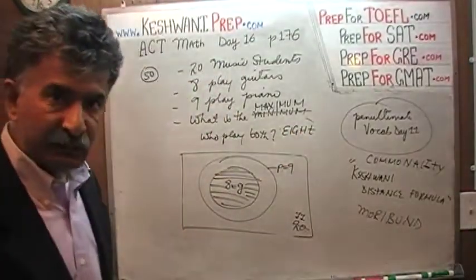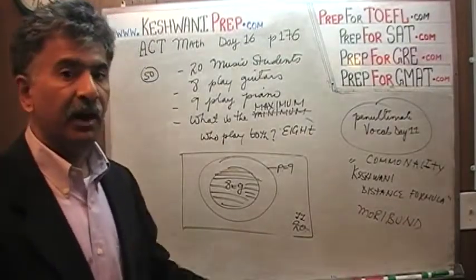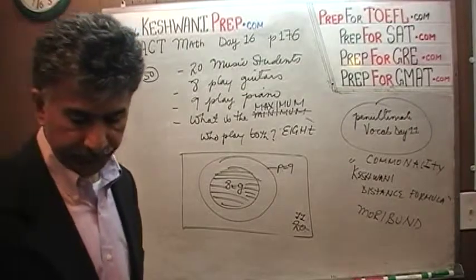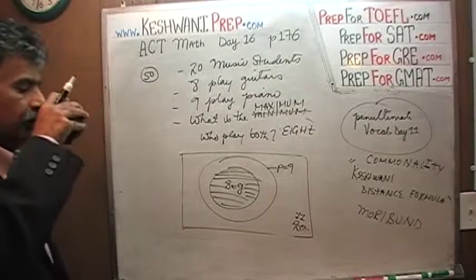In which case, we will have 11 people playing something other than a piano or a guitar. Do you understand? Let's go to the next one. Number 51.